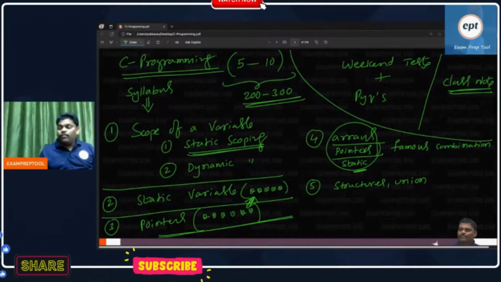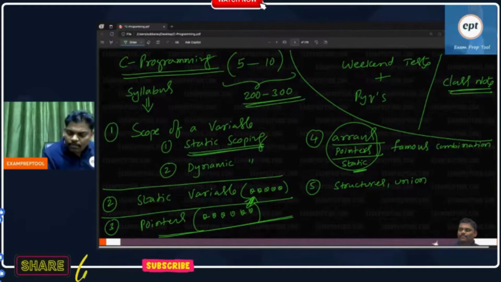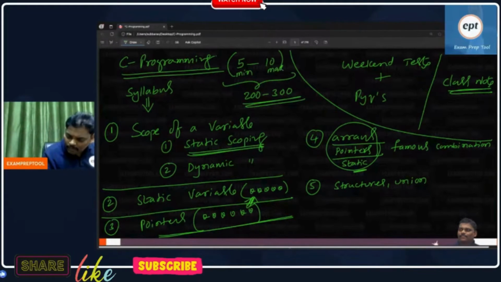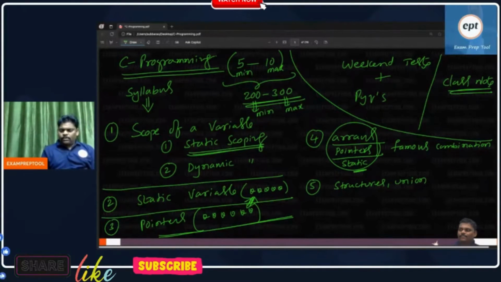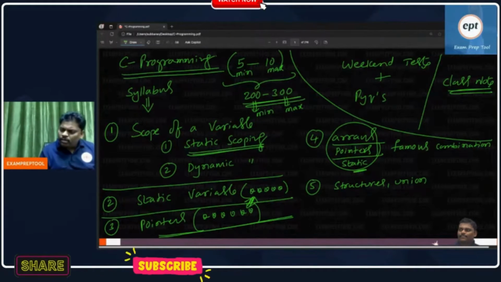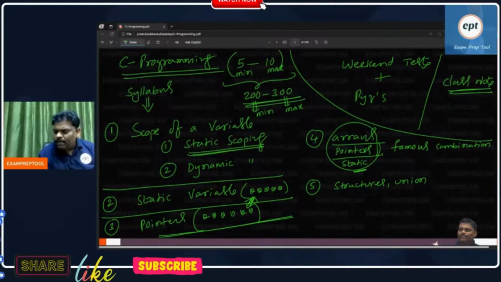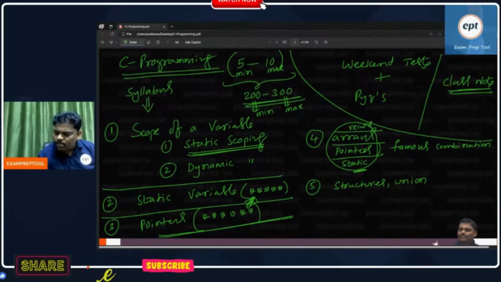C programming: 5 to 10 marks will come, minimum 5, maximum 10. So I will cover similarly, minimum 200 problems, maximum 300 problems. Next, I think everything is written: static variable, pointer variable, and one more combination. See this one: arrays, pointer, static variable, and one more, recursion. These four together are too much of a combination.